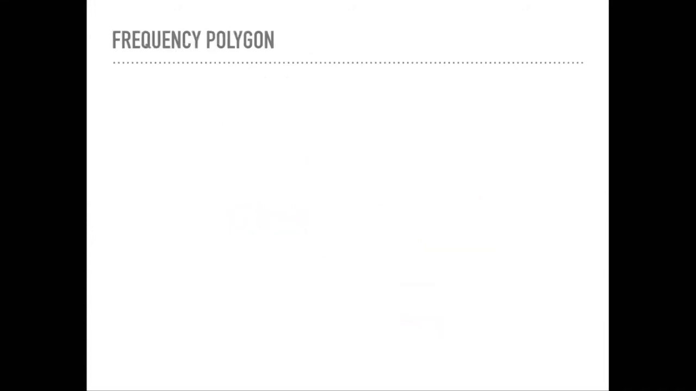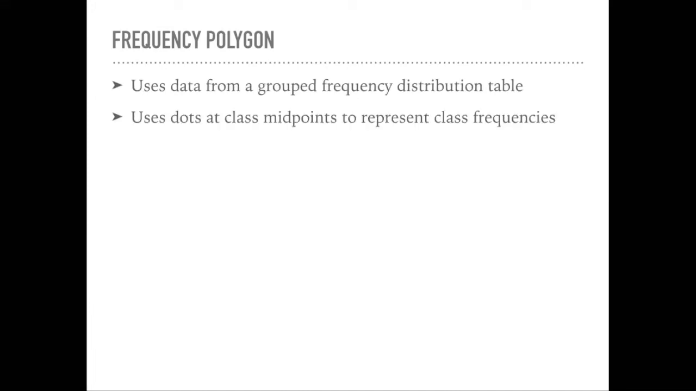There is another type of graph that we could draw based on our frequency distribution table, and that's called a frequency polygon. So a frequency polygon, instead of using bars, is going to use some dots and some lines, and we're going to end up creating a polygon with all of this. So it uses the data from a grouped frequency distribution table, and it uses dots at the class midpoints to represent the different class frequencies.